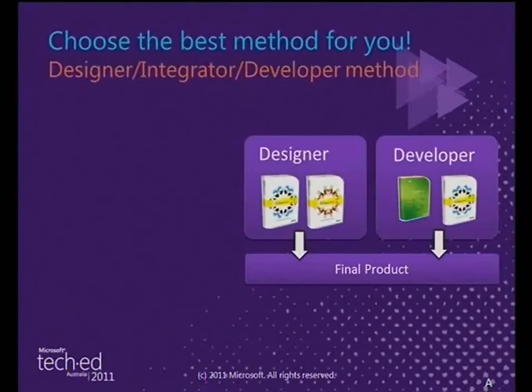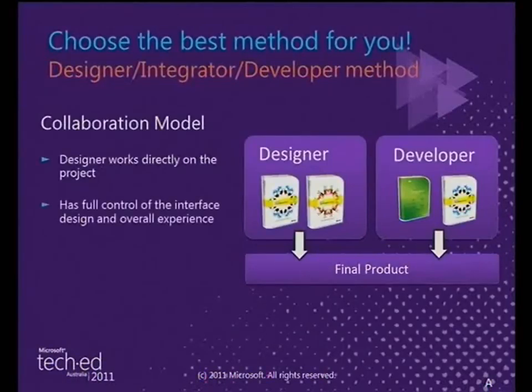And the last one I just wanted to go through was designers and developers working in complete parallel. The collaboration model, so the designer's working directly on the project, has full control over the interface from start to finish, and full control over the experience and all the animations and everything that comes with that. So they can be nudge, nudge, nudge all the time. There's just no dependency on the developer for small changes and that sort of stuff. And so it streamlines the development process, and it's the best way to do things.